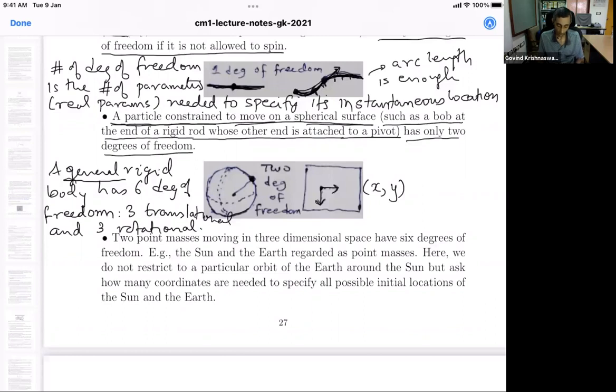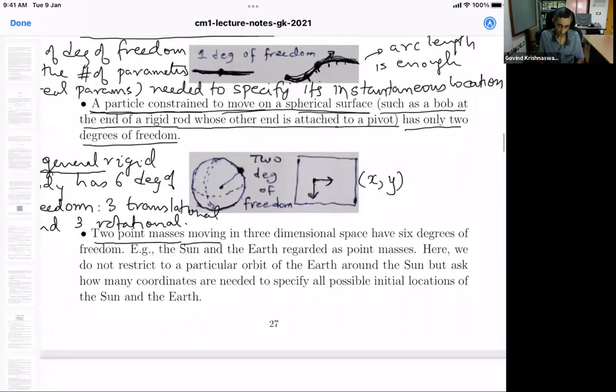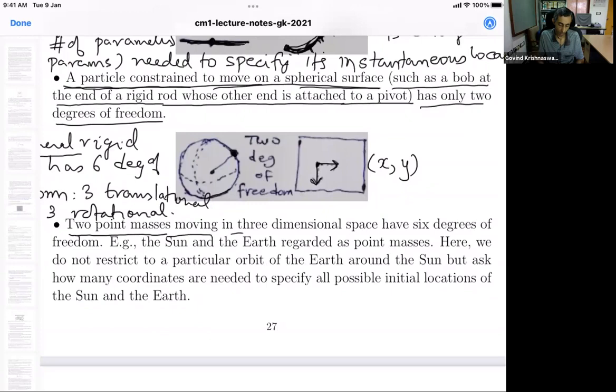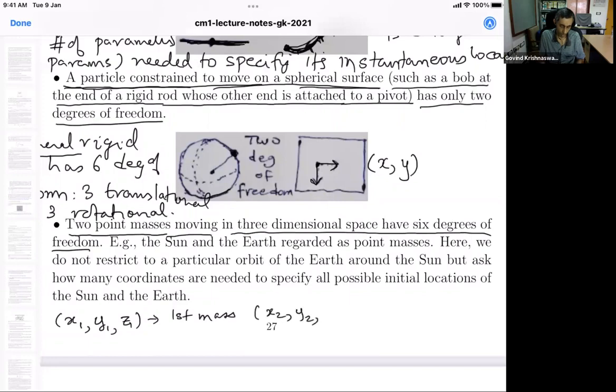Let me come to, in some ways, a different system. Suppose we consider two point particles, or rather two point masses, moving in three-dimensional space. We will say that that system possesses 6 degrees of freedom. So you need to locate the first particle by giving its Cartesian coordinates x1, y1, z1 for the first mass, as well as x2, y2, and z2 for the second mass.